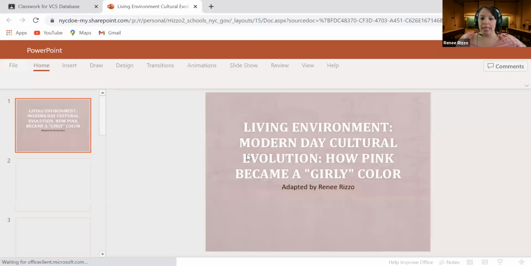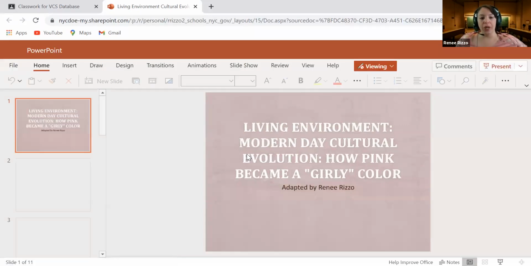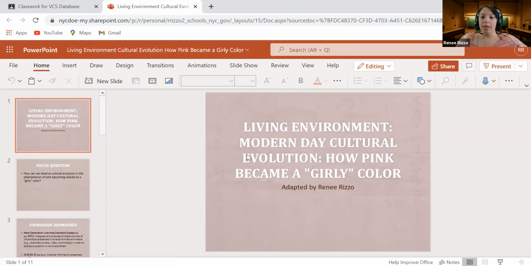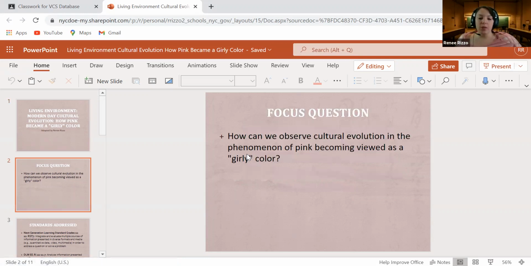So, this particular lesson is Living Environment, Modern Day Cultural Evolution, How Pink Became a Girly Color. The focus question, which I developed based on the focus of this lesson, is how can we observe cultural evolution in the phenomenon of pink becoming viewed as a girly color?